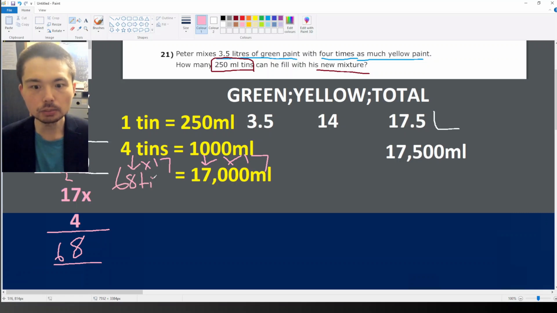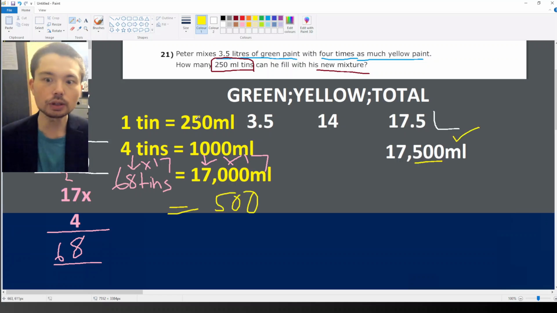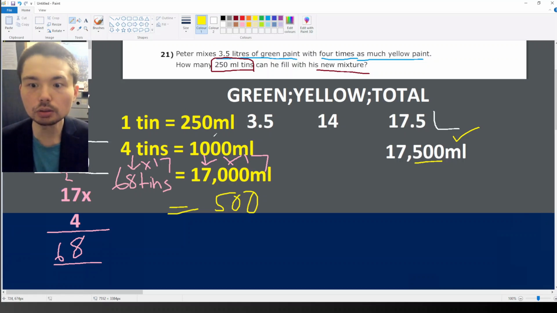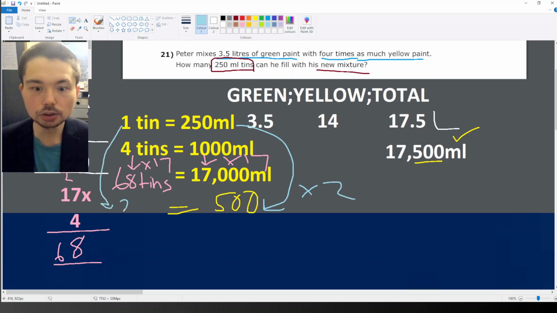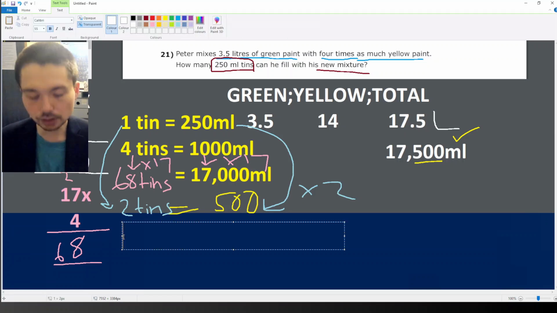But we need a little bit more, guys. Can you see we want 17,500, another 500, put it here. Look at the top line, 250. 1 tin is equal to 250. So how we go from 250 to 500, we times by 2, do the same thing here. 1 tin times 2 is 2 tins. And then we just add it up, 68 plus 2 is equal to 70 tins.